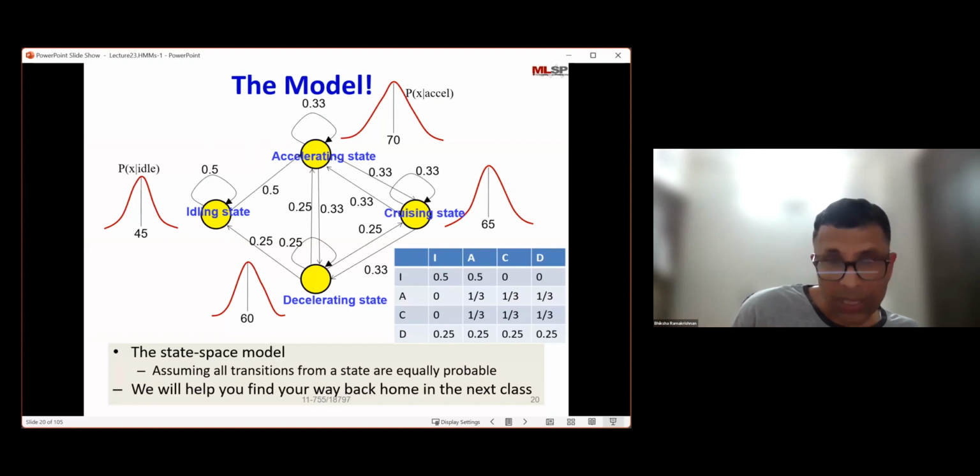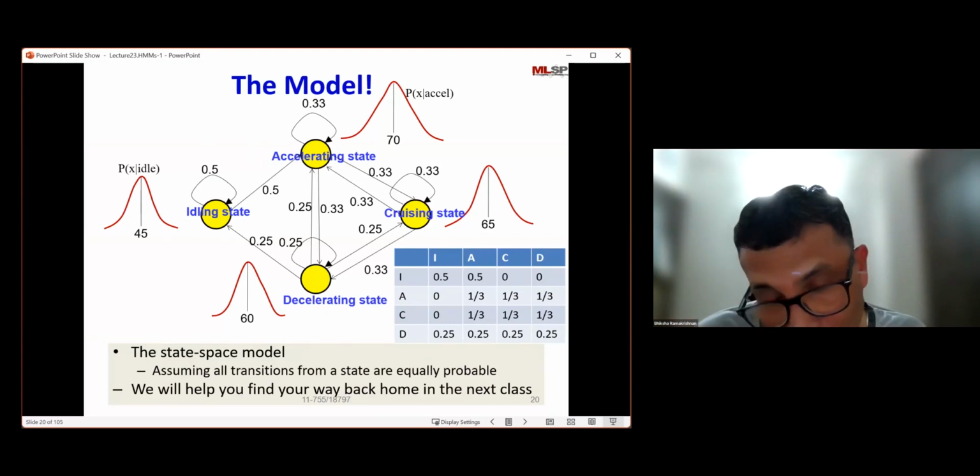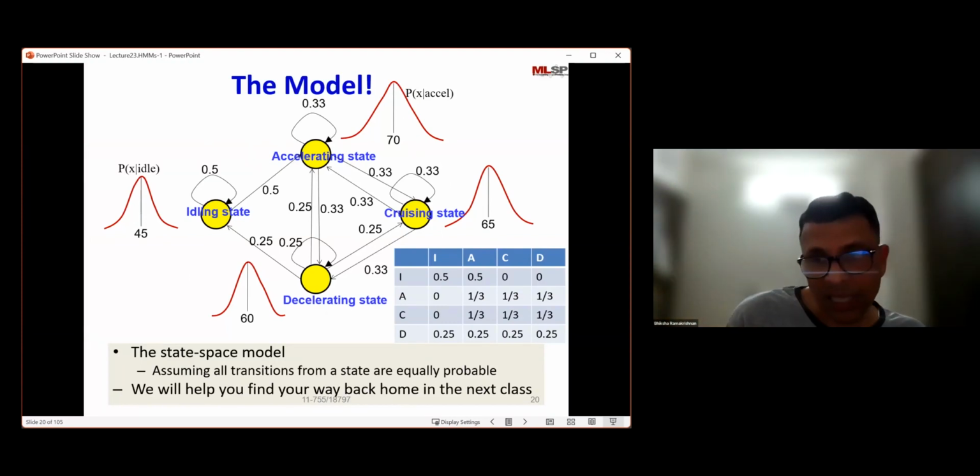And using this model now, you have to find your way back home. Now, exactly how will you use this model to find your way back home? I'm not going to tell you. We will figure this out in the next class.